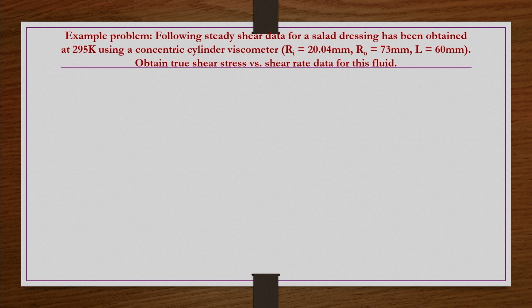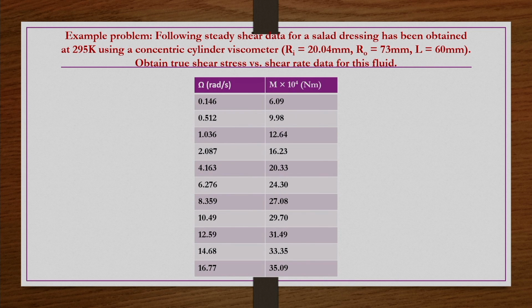The following steady shear data for a salad dressing has been obtained at 295 Kelvin using a concentric cylinder viscometer: Ri is 20.04 mm, R naught is 73 mm, L is 60 mm. Obtain the true shear stress versus shear rate data for this fluid. What data is given? Omega in radians per second is given, and torque in Newton meters is given.